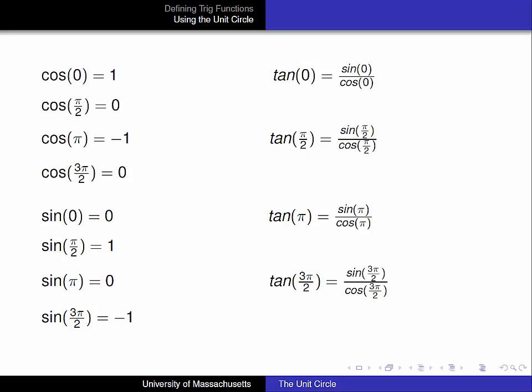Okay, well for the first one, we have that sine of 0 is 0 and cosine of 0 is 1. So we have that tangent of 0 is 0 divided by 1, which is just 0. For tangent of pi over 2, we have sine of pi over 2 divided by cosine of pi over 2, and that's 1 divided by 0. However, we aren't allowed to divide by 0, so in fact, tangent of pi over 2 is undefined. Now for tangent of pi, we have sine of pi divided by cosine of pi. That's 0 divided by -1, and so we have that it's 0. And for our last one, we have that tangent of 3 pi over 2 is -1 divided by 0, which again is undefined.